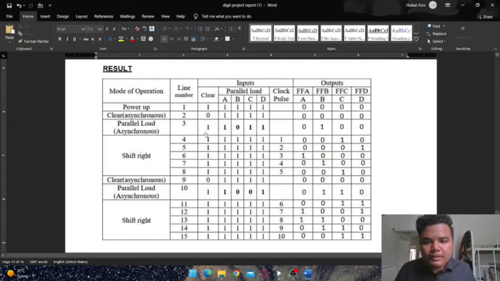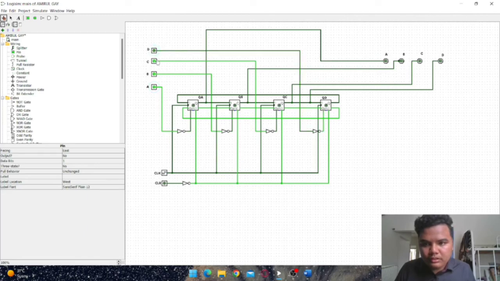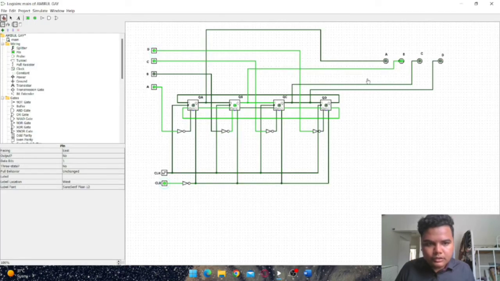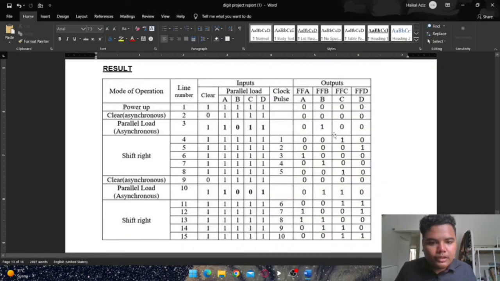And then the next step is parallel load asynchronous. What if the input is 1, 0, 1, 1, so B is 0, and then the clear is 1? When we look at the output, it only shows that B is 1. So it is the same as the output of the table.